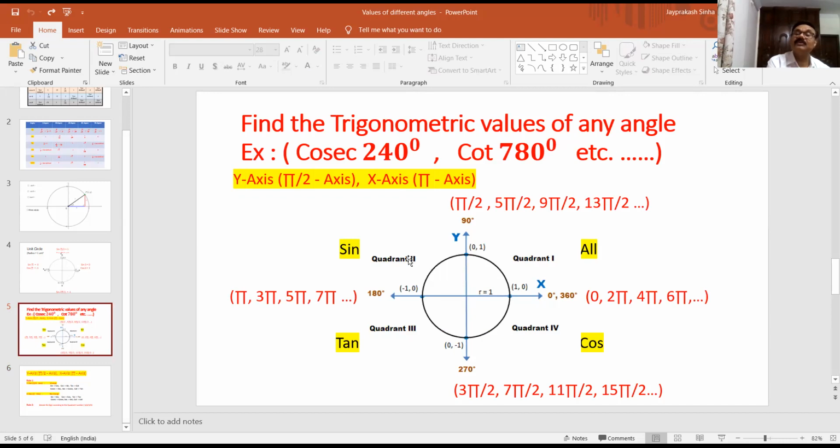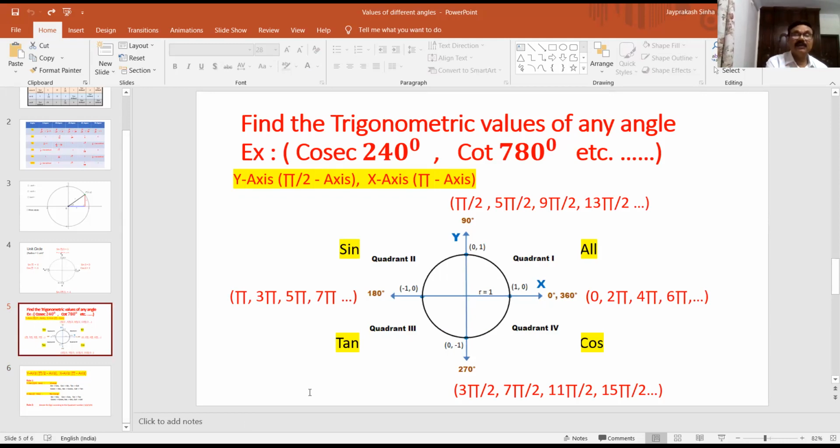If the angle lies in quadrant 2, means only sine and cosec will be positive, others will be negative. If the angle lies in quadrant 3, then only tan and cot will be positive, others will be negative. And if the angle lies in quadrant 4, then cos and sec will be positive and others will be negative.